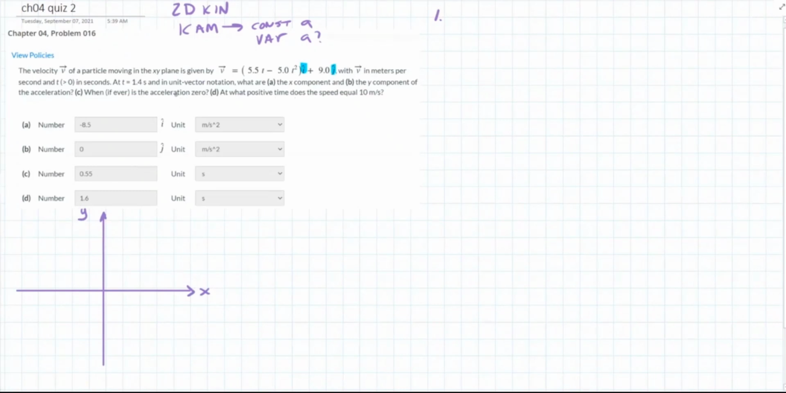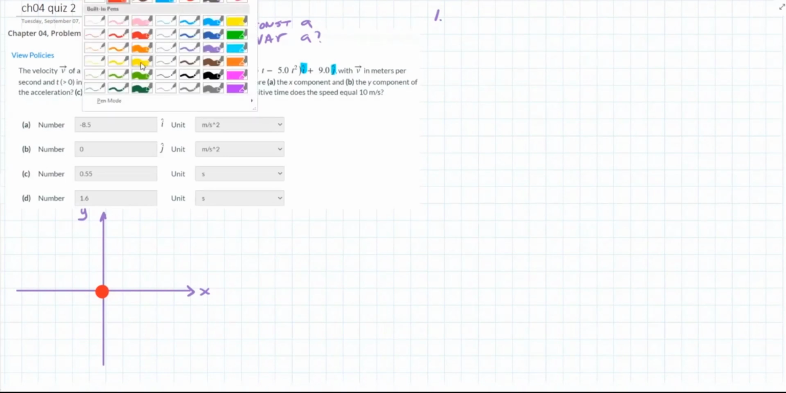All right, so what to do? This is my velocity, v in meters per second, for t greater than 0, and at 1.14 seconds, in unit vector notation. What's the x component and y component of the acceleration? Okay, let's do that. So I'm going to draw my particle right here. They never really said where this particle is starting from, so I'm just going to take the coward's way out and put it at the origin. It's not really the coward's way out, but I'm going to take the easiest path.